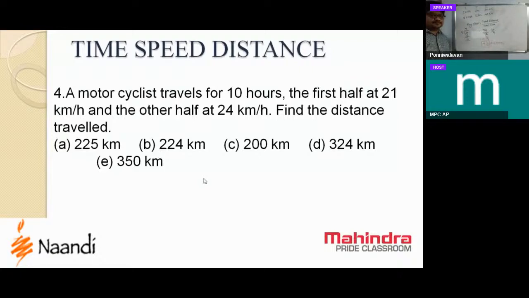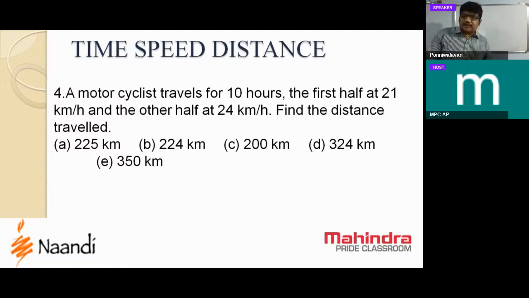Try this. A motorcyclist travels for 10 hours, first half at 21 km per hour and the other half at 24 km per hour. Find the distance traveled.